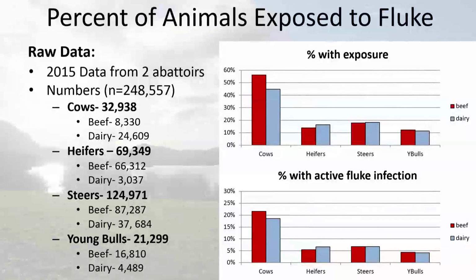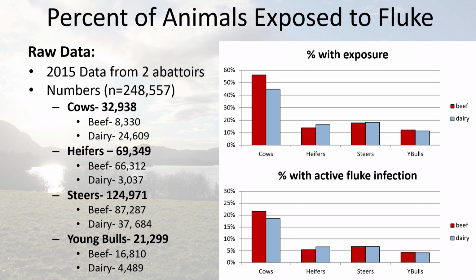Okay, so looking at raw data, I got all the animals in, I threw them in Excel, I made some pretty graphs, let's see what's going on. And what you can see, beef in red, dairy in blue. We had, in 2015, a fair amount of cows infected with liver fluke. This makes sense because of that life cycle, they have more exposure. In heifers, steers, young bulls, and these are with exposure.